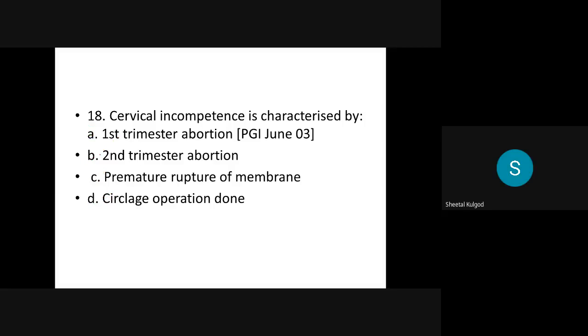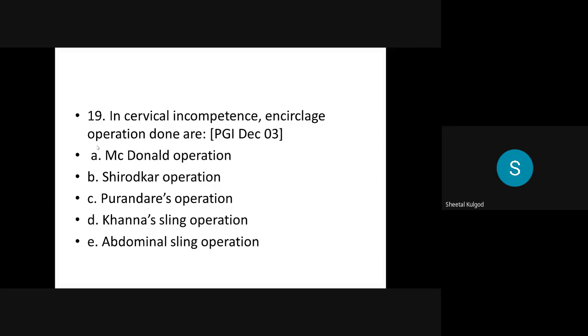So the answer here is A. Next, in cervical incompetence, the encerclage operations done are McDonald operation, Shirodkar operation, Purandare's operation, Khanna sling operation and abdominal sling operation. Option A and B, correct.